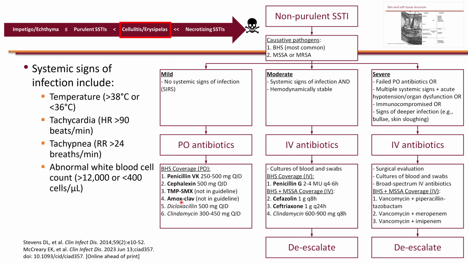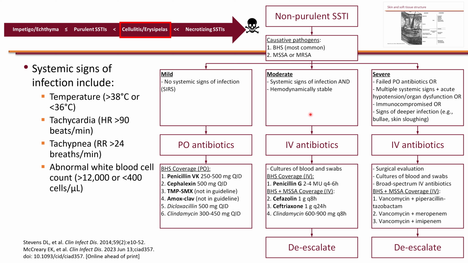Amoxiclav is also not included in the guideline for some reason, but we know that it has excellent activity against beta hemolytic strep and MSSA, and it's twice a day dosing, so it's very convenient. Mild infections, these patients can be treated in the outpatient setting.